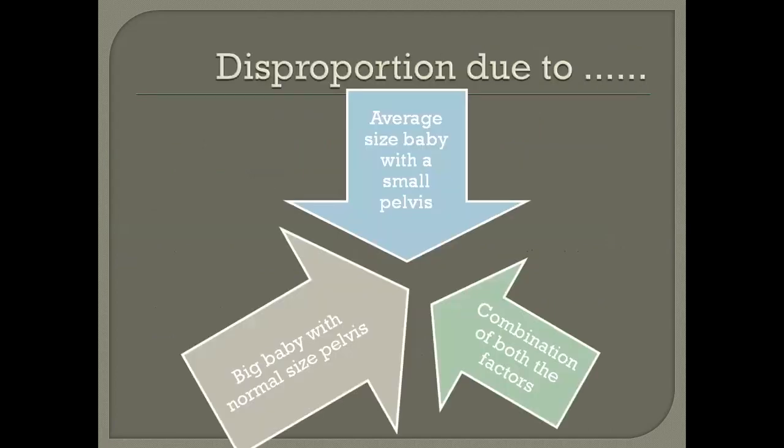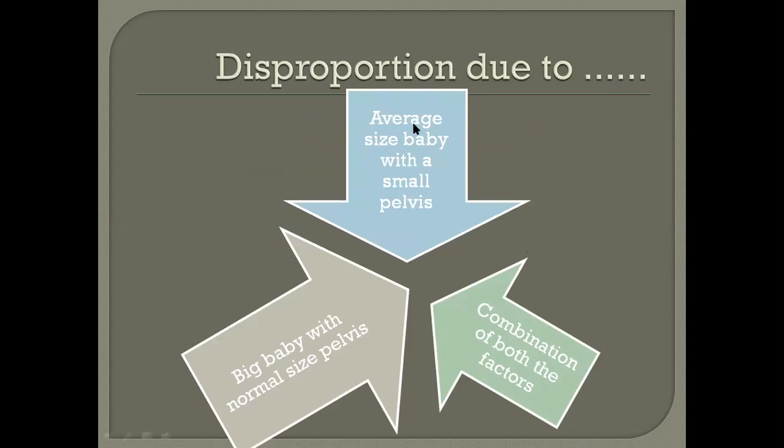Next is the disproportion. What are the factors for the disproportion? Mainly there are two. Here, an average size baby with a small pelvis. The baby is of normal size, but the pelvis is small, so it won't be able to accommodate the baby, which has to pass through the birth canal. So the birth canal will be small, the pelvis will be small, but the baby is of normal size.